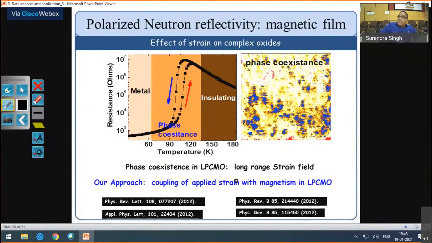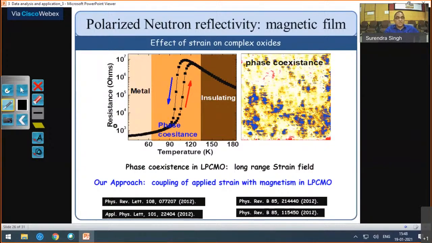The next example is the oxide film. This is called manganite, LPCMO: lanthanum, praseodymium, calcium, manganese oxide, LaPrCaMnO3. One composition of this LPCMO film shows first order phase transitions, and they show metal to insulator transitions.